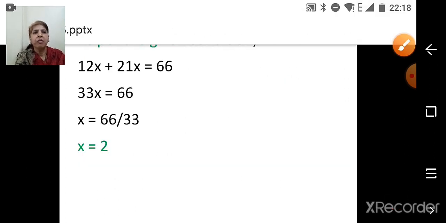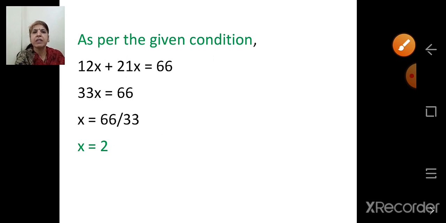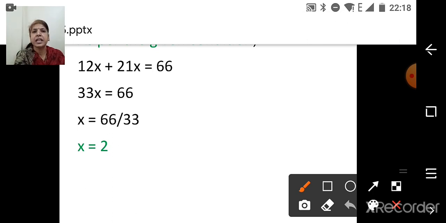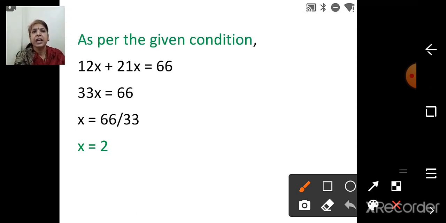Now, as per the given condition, you are adding the interchanged number and the original number, and their sum is 66. So the interchanged number 12x plus 21x is equal to 66. Now 12 plus 21 comes to 33. 33x is equal to 66. x is equal to, solving the equation, you have learned, children. So 66 divided by 33.